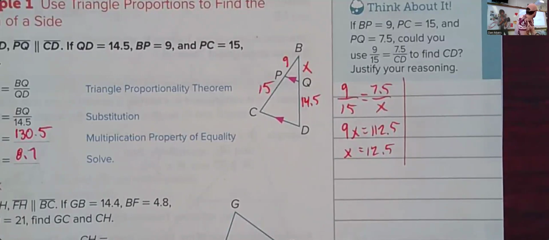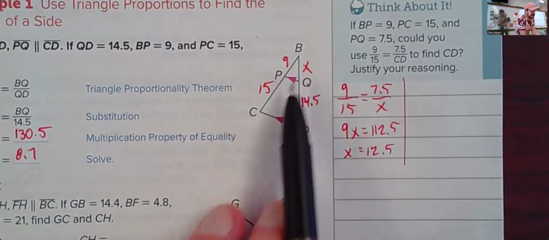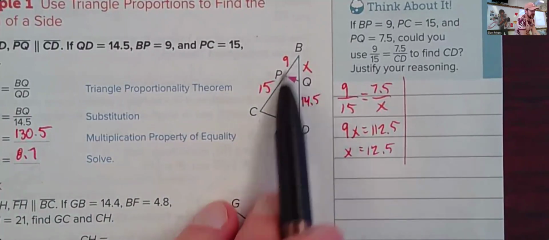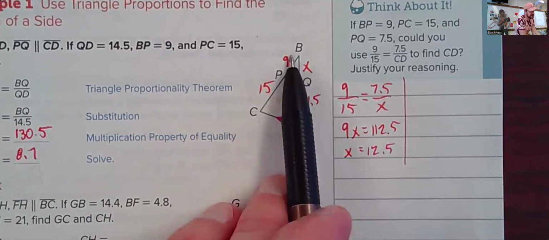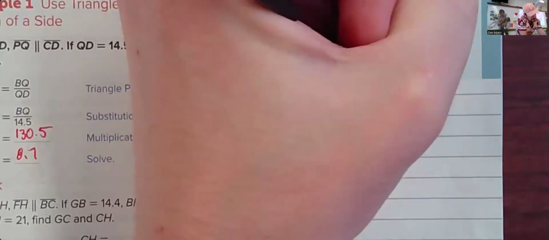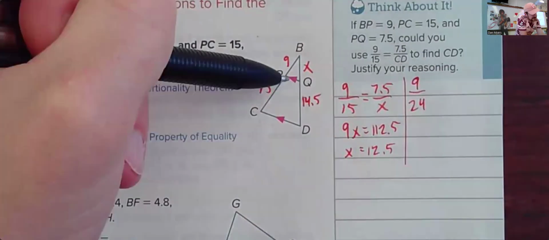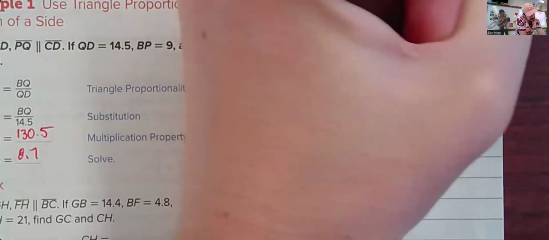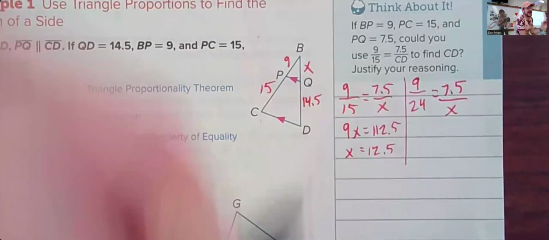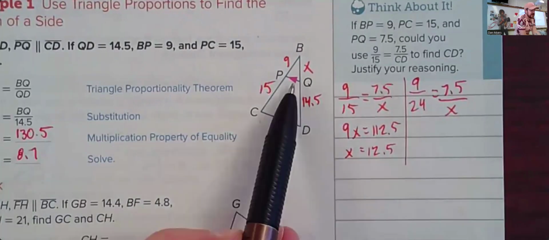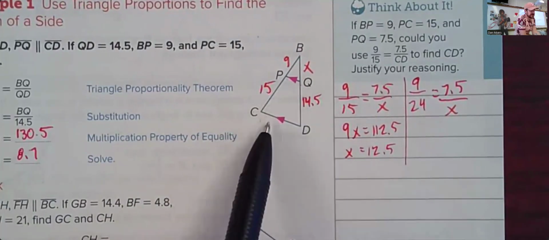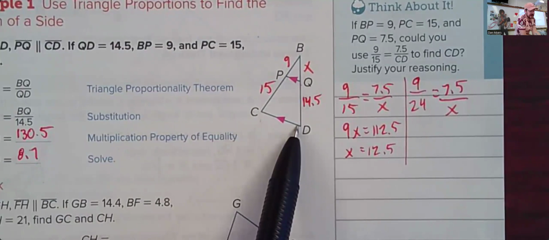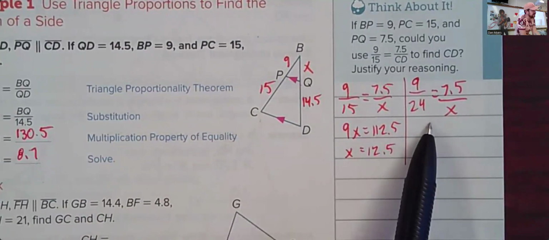Now, another way to do this would be using the small triangle and the large triangle. So we could figure out BP over BC, which would be the combination of 9 and 15, which is 24. So we could say 9 over 24 is equal to 7.5 over X. And we know that has to be true because PQ is part of the small triangle and CD is part of the large triangle. And if we do this, we're actually going to get a different answer.